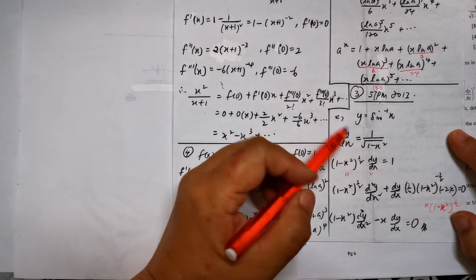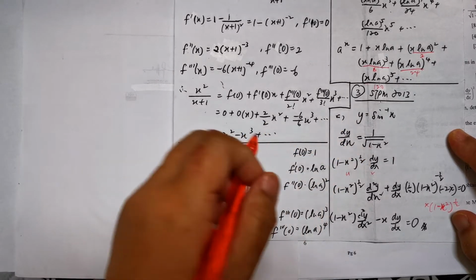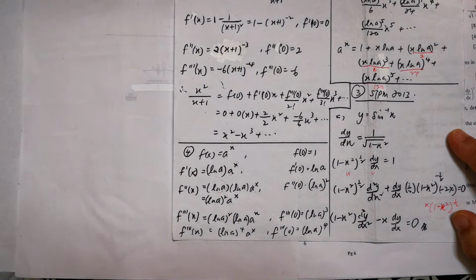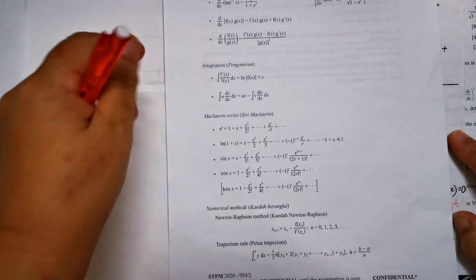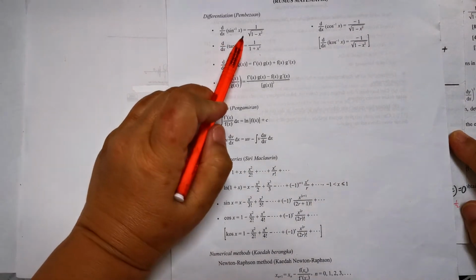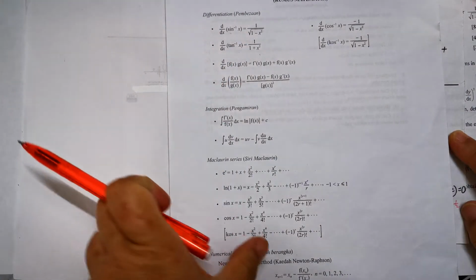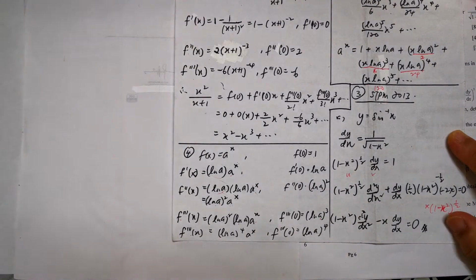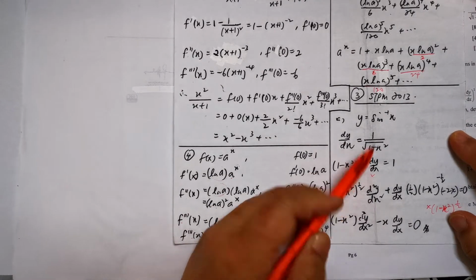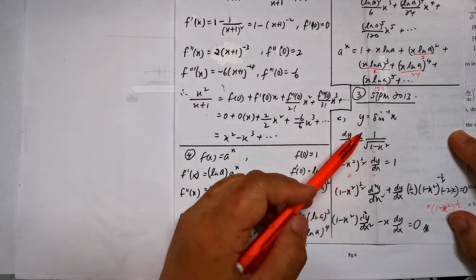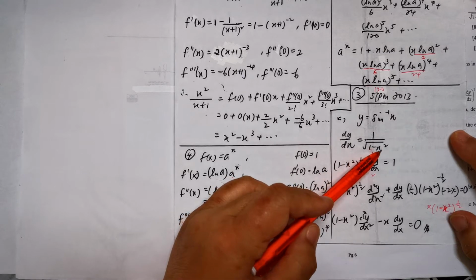To differentiate y, you can copy this from your formula list in the exam paper. Just like now, it is given. Just copy only, and you get 1 mark. You just copy and you get 1 mark. So dy dx is 1 over square root of 1 minus x squared.